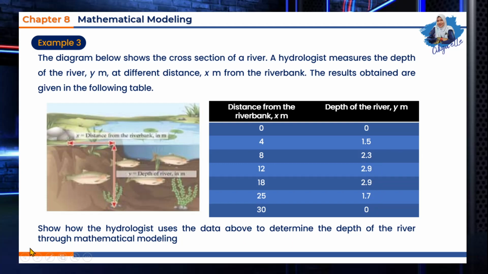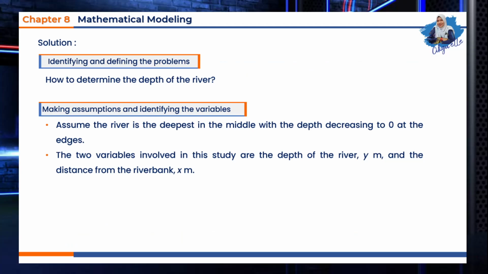The question asks you to show how the hydrologist uses the data above to determine the depth of the river through mathematical modeling. So you have to show the full steps of mathematical modeling, all the components of mathematical modeling, based on this problem. The solution is step number one, identify and define the problem. So the problem now is how to determine the depth of the river.